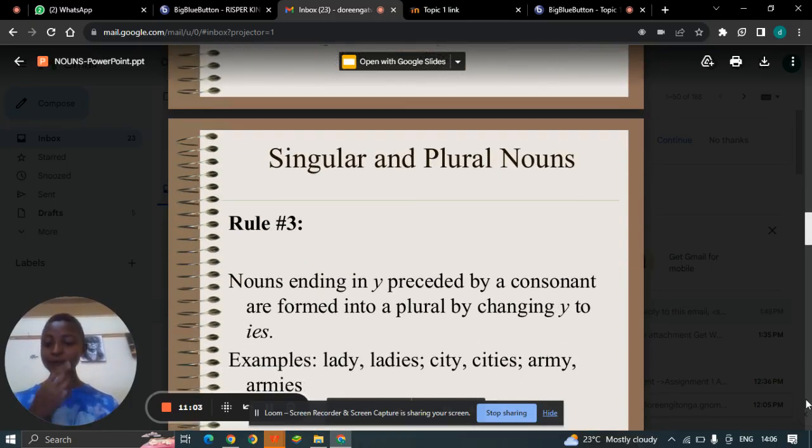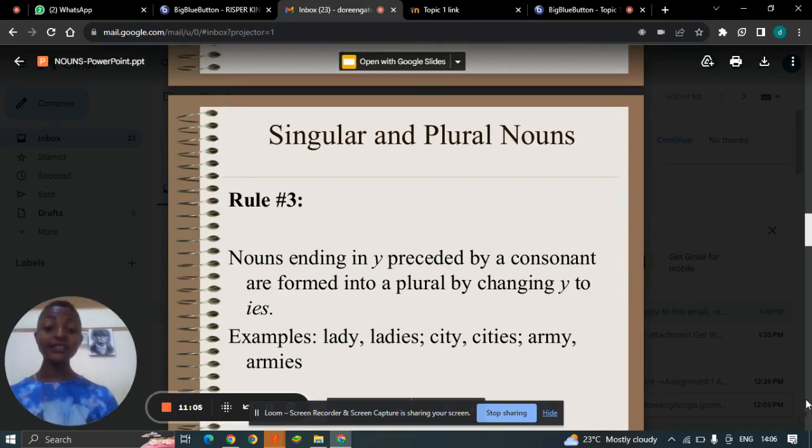So rule number 3: nouns ending in y preceded by a consonant, the keyword is preceded by a consonant, are formed into plural by changing y. So you drop y, then you add ies.